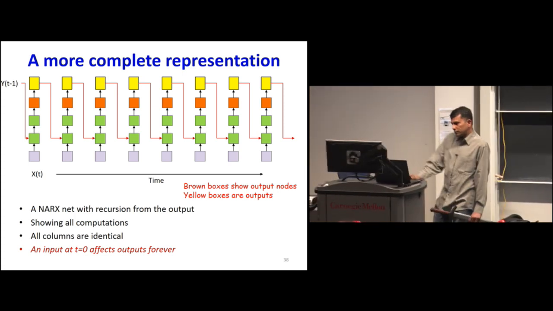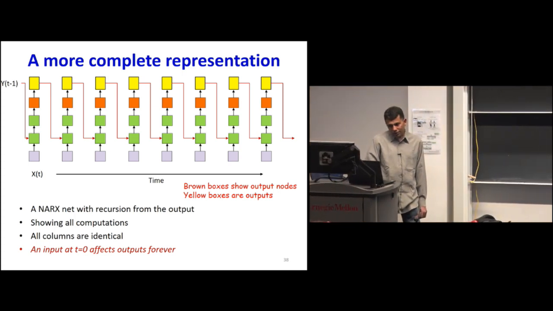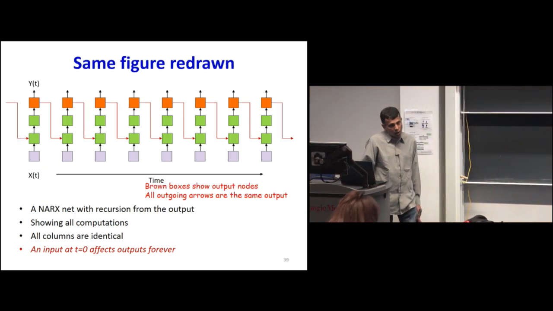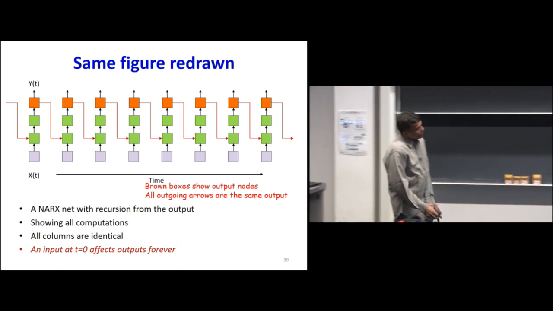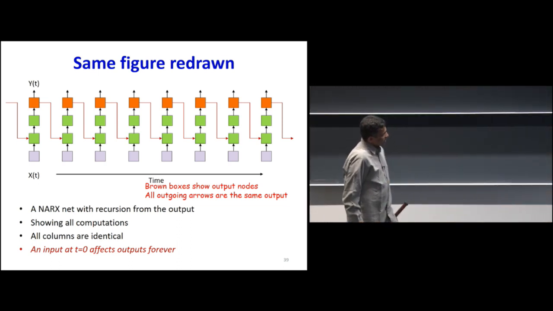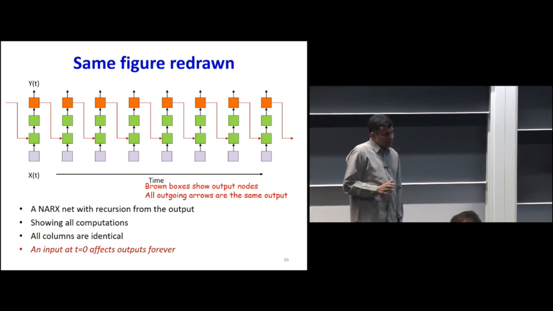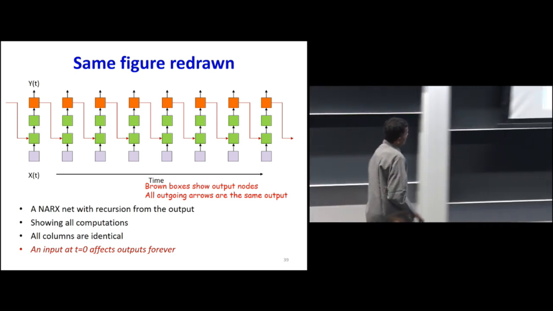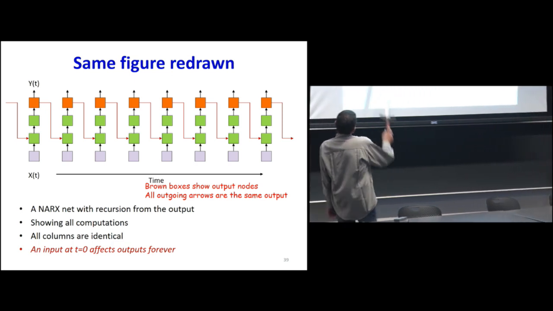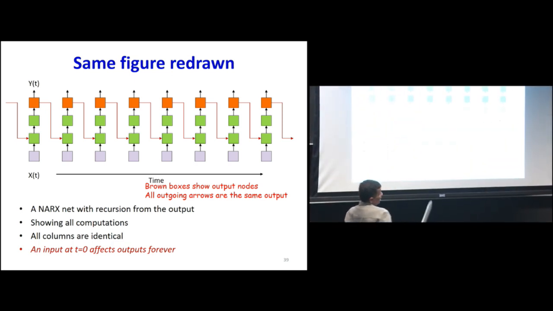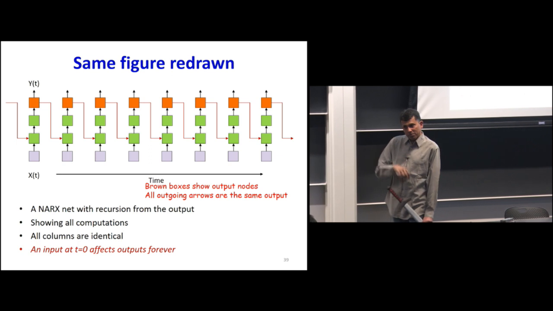So I can redraw it without actually having yellow boxes to show the output. The brown boxes now are just the output. All columns are identical. So this is just, again, simplifying the representation. When I have two outputs coming out of a box, both outputs are the same number.